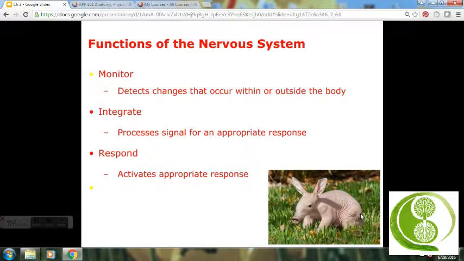Functions of the nervous system. There are three different responsibilities for the nervous system: to monitor, to integrate, and to respond. It monitors by detecting changes that occur within or outside of the body. It integrates by processing signals for an appropriate response, and it responds by activating that appropriate response.